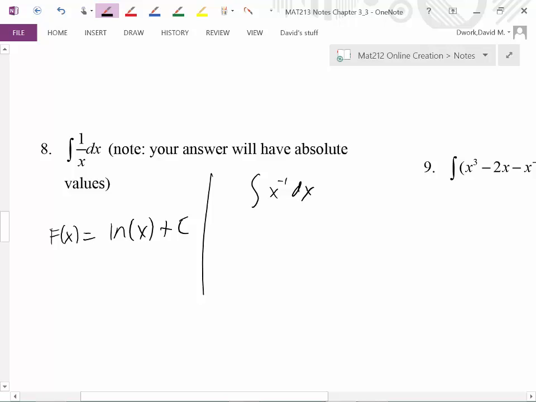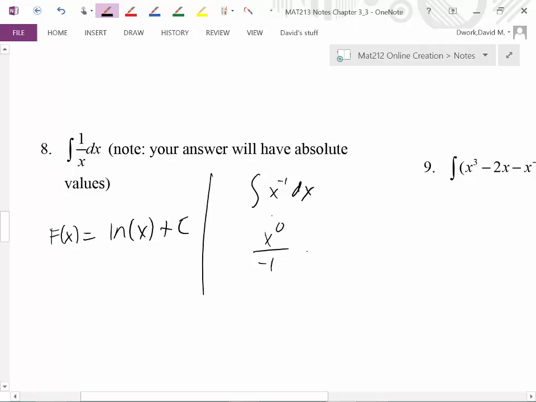Well, let's try it. If we did power rule, that says, all right, add 1 to the exponent. That gives us x to the 0 divided by negative 1. Well, x to the 0 is 1, right? So does the derivative of 1 give you this? No. Right? Doesn't work. So what's your big tip-off that this isn't right?